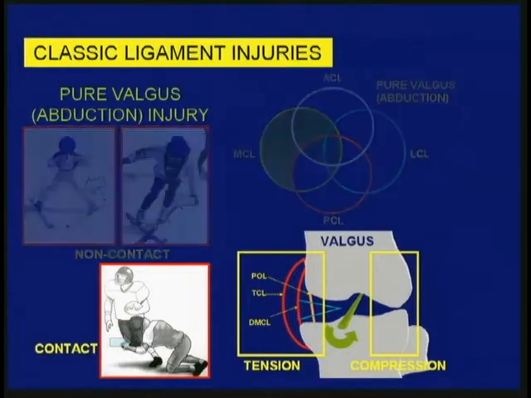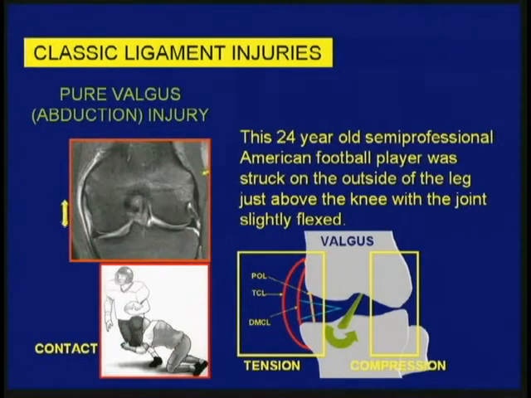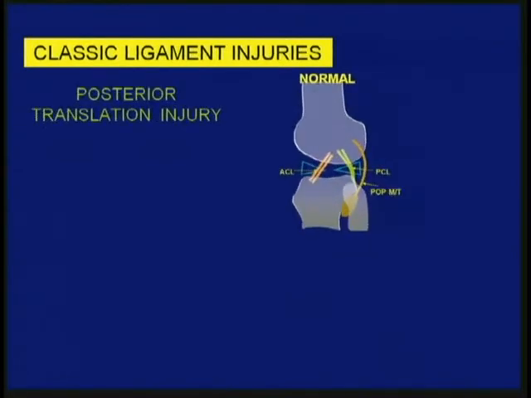So the example I show you is a 24-year-old semi-professional American football player who was struck, as shown there, on the outside of his leg. That's the external force away from the end of the joint, and you'll see the tensile injury in the medial supporting structures. This is valgus.